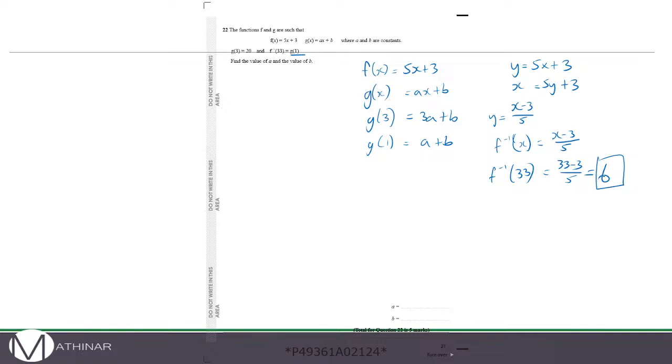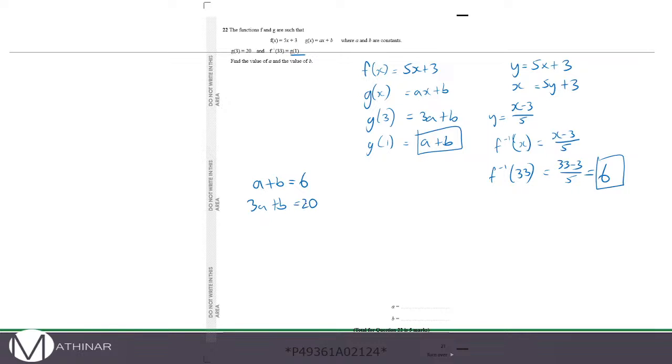So we have 6 is equal to a plus b. Okay, so a plus b is equal to 6. And we also know that g of 3 is 3a plus b, but it says g of 3 is 20. So 3a plus b is 20. Now what we have here is a simultaneous equation. To solve it is not that difficult because we have a 1b here and 1b here.